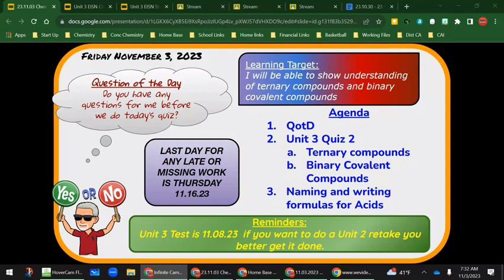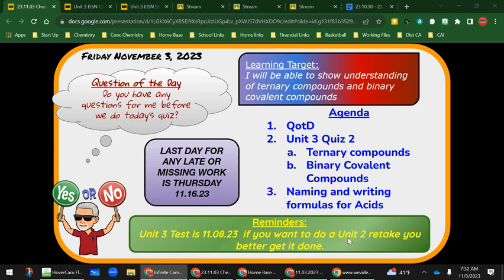All right, ladies and gentlemen, we will be taking our quiz in just a couple of moments. But before we do our quiz, I wanted to review a little bit with you. A couple of important reminders on the board, ladies and gentlemen. Number one, your test is next week, Wednesday. So if you want to do a Unit 2 retake, you need to come in Monday or Tuesday and get it done.